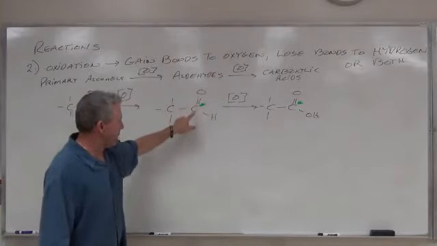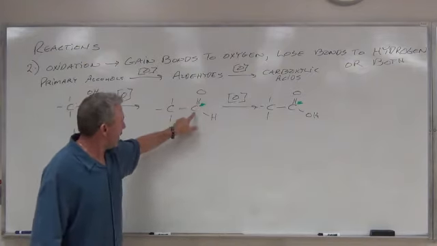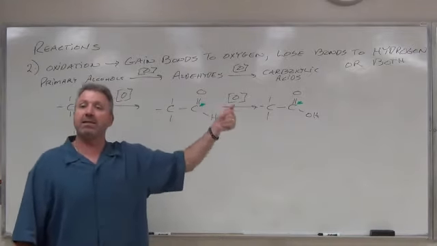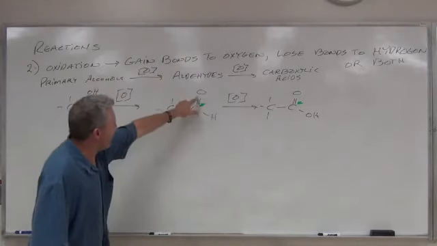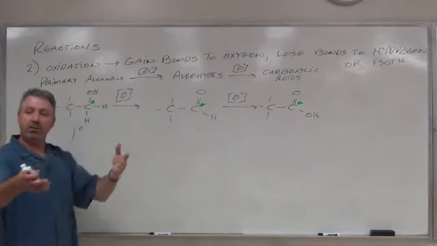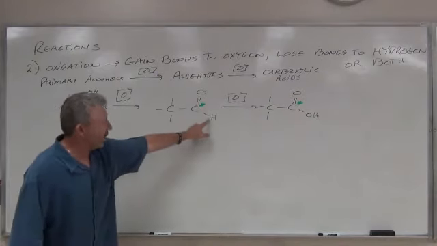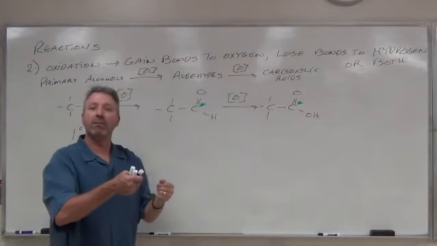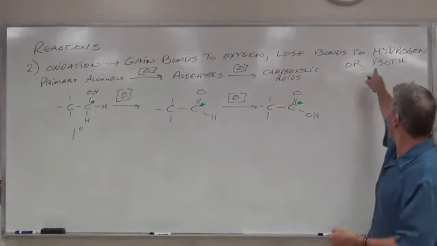Let's jump over here. How many bonds to oxygen does that same carbon have now? Two. How many bonds to hydrogen? One. Did we gain bonds to oxygen? We did. We had one over here, and now we have two. Did we lose bonds to hydrogen? We had two here, and now we have one. We didn't have to do both. Any one of them would have defined oxidation for us. But in this case, we did both.